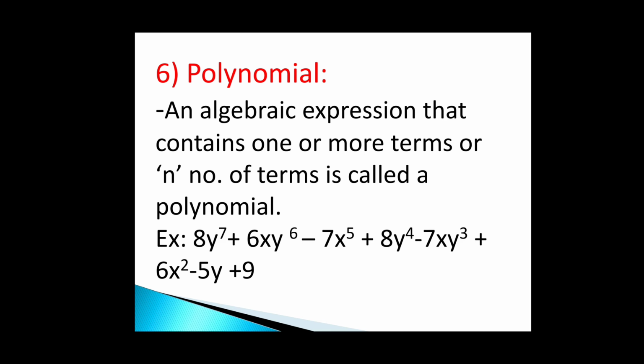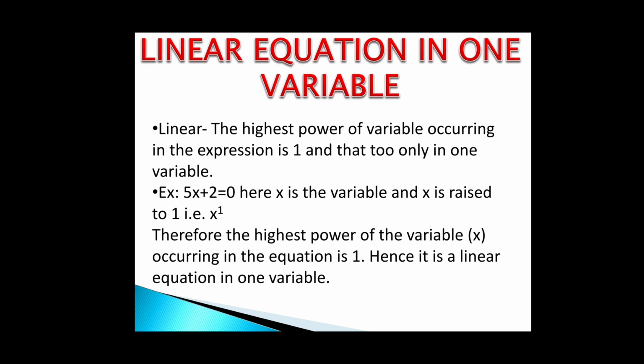So what if it has three terms? Is it still called a polynomial? Yes, it is called a trinomial as well as a polynomial. You cannot define how many terms a polynomial can have. It can have n number of terms in it. Now let us come to linear equation in one variable after knowing all the basics. Linear means the highest power of the variable occurring in the expression is 1, and that too only in one variable.